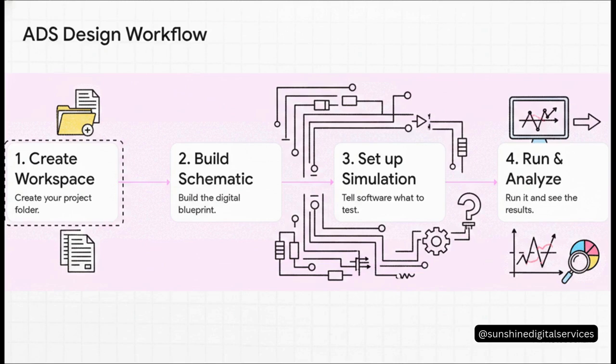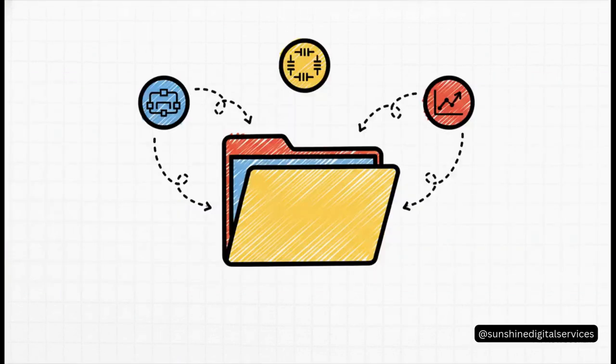So let's start at the top, step 1. Everything kicks off with what's called the workspace. It's really just the digital box for the whole project. This is where all the different design files, all your component libraries, and your simulation results are going to live. It keeps everything neat and tidy.